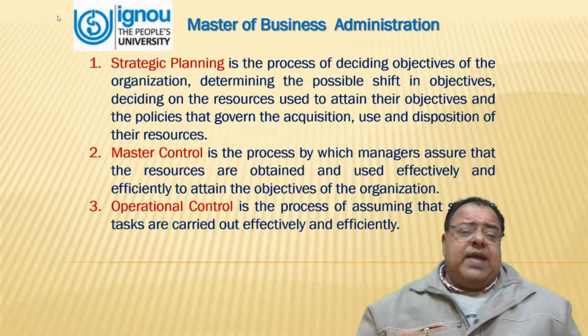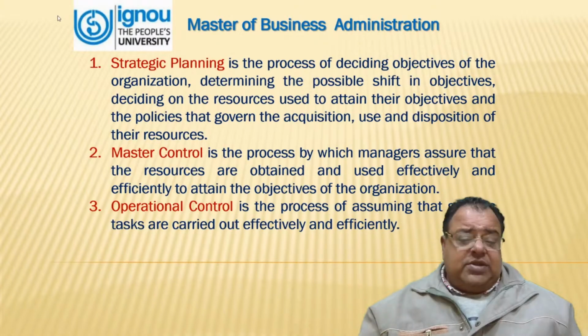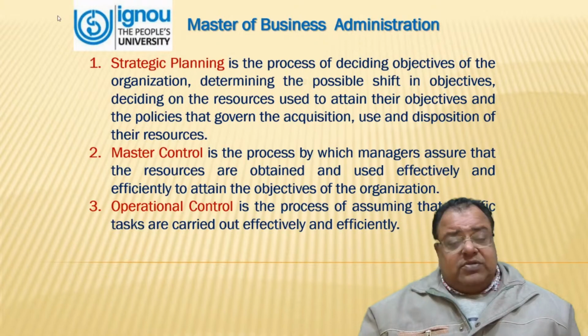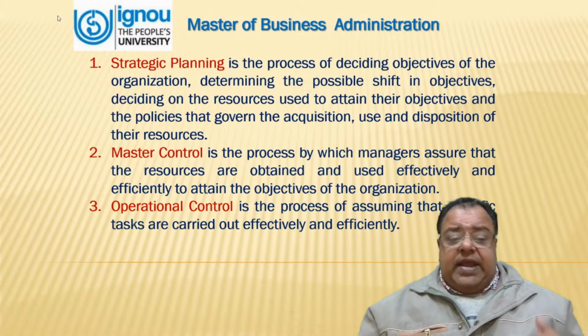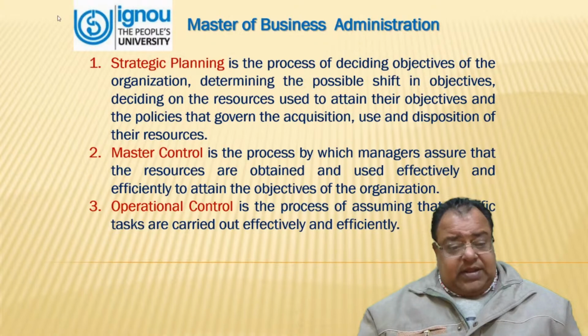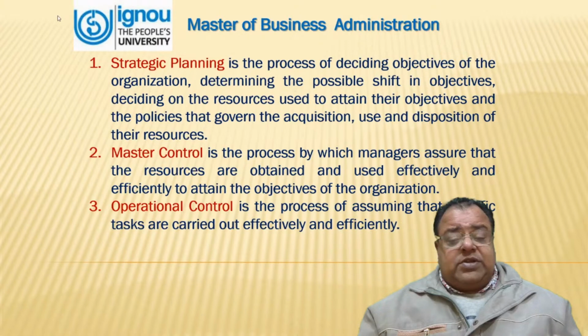Strategic planning is the process of deciding the objectives of the organization and determining possible shifts in objectives. Management control is the process by which managers ensure that resources are obtained and used effectively and efficiently to attain the objectives of the organization. The third one is operational control. It is the process of ensuring that specific tasks are carried out effectively and efficiently.